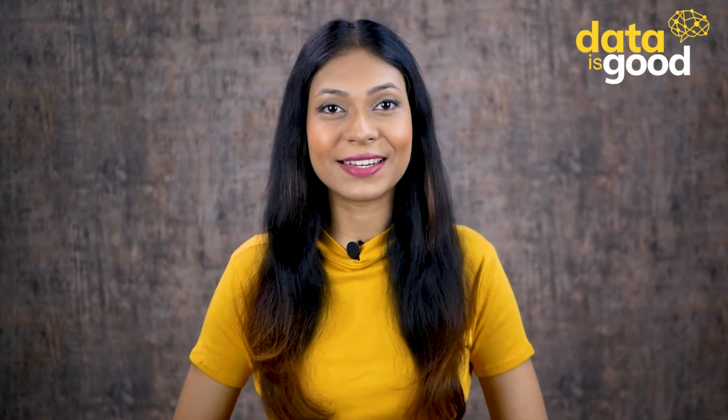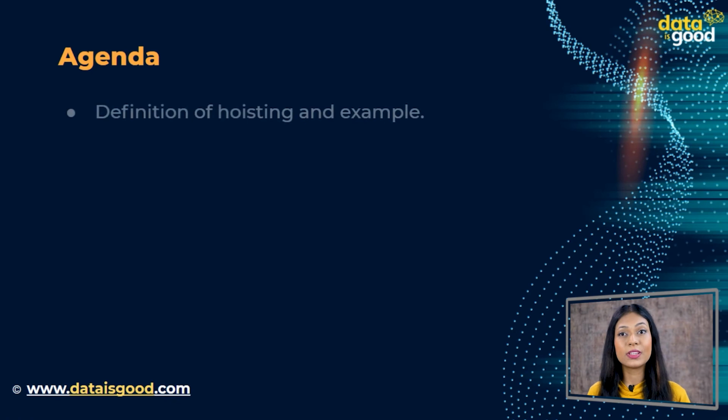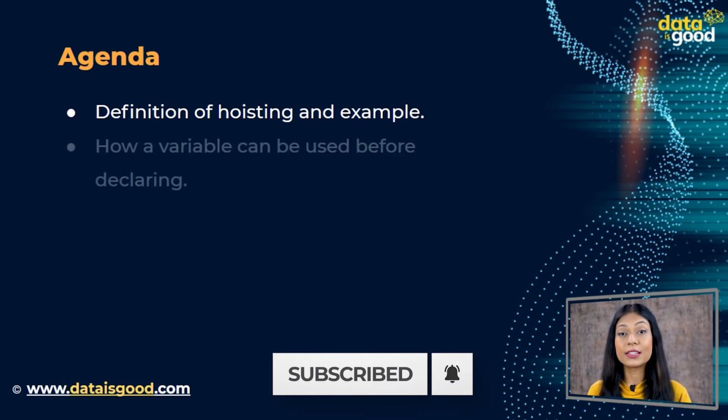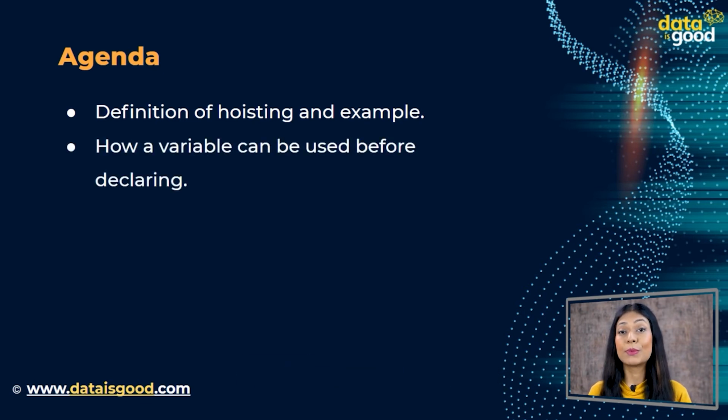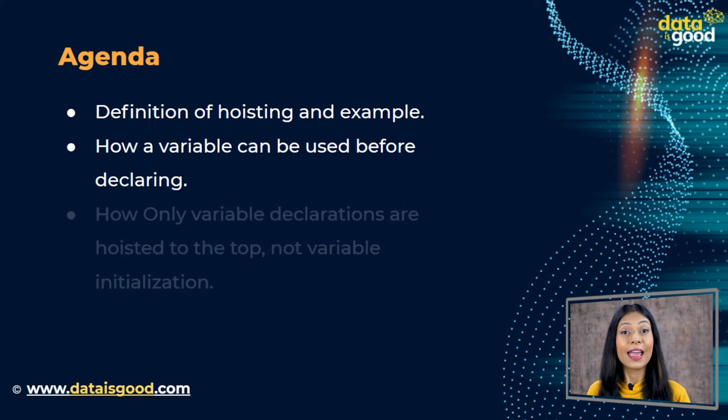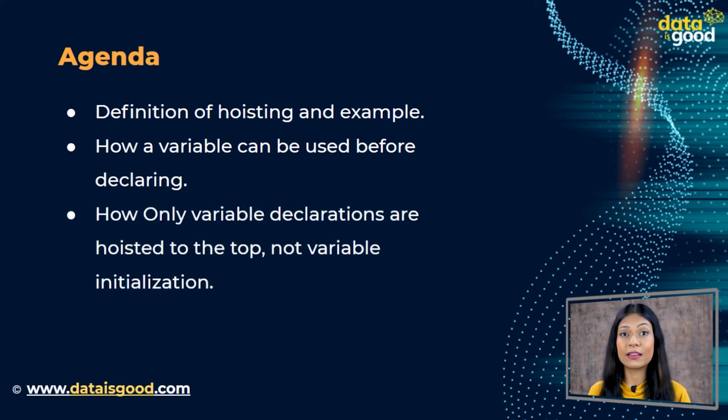But before getting started, let us have a look at the agenda. We will start with the definition of hoisting, then an example with a detailed explanation. After that, how a variable can be used before it has been declared, and how only variable declarations are hoisted to the top, not variable initialization. At the end, there is an assignment for your practice. So without any delay, let us get started.